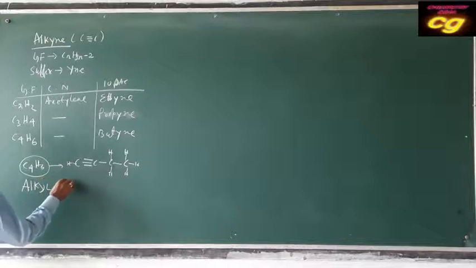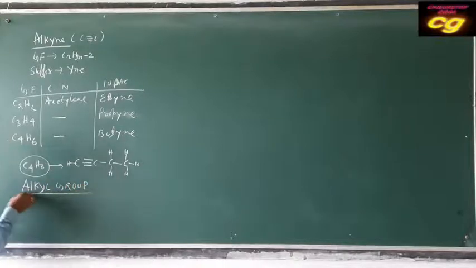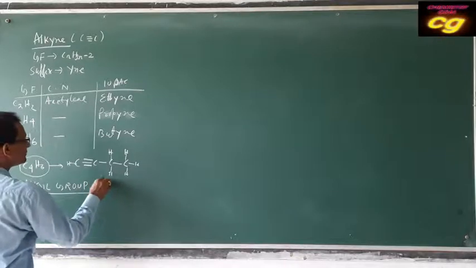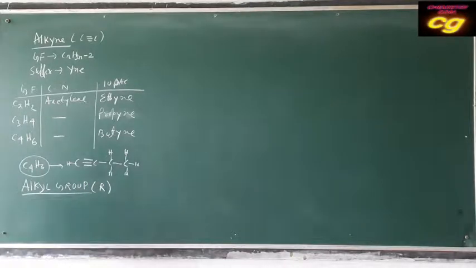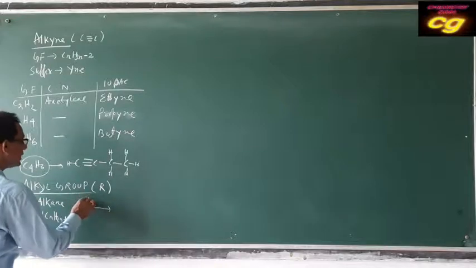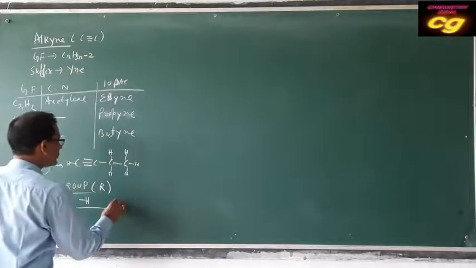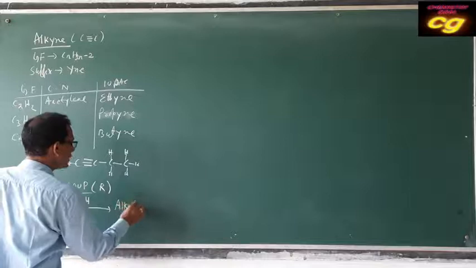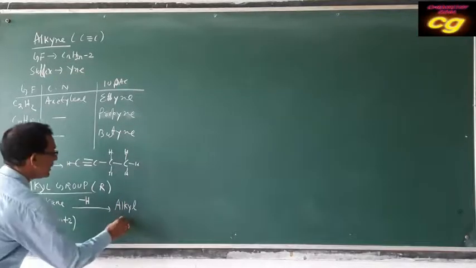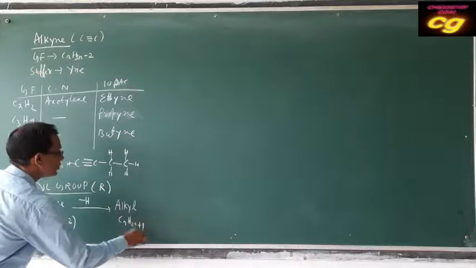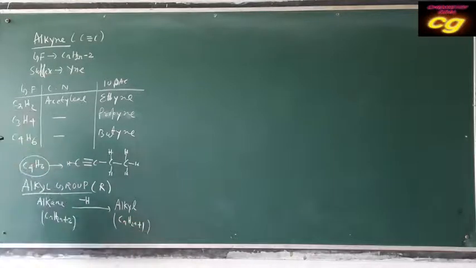Then another very important thing is the alkyl group. The symbol is generally written as R. What is an alkyl group? When you take alkane, CnH2n+2, and remove one hydrogen from any alkane, it is called alkyl. Since one hydrogen is lost, the formula will be CnH2n+1. This is the general formula of alkyl.